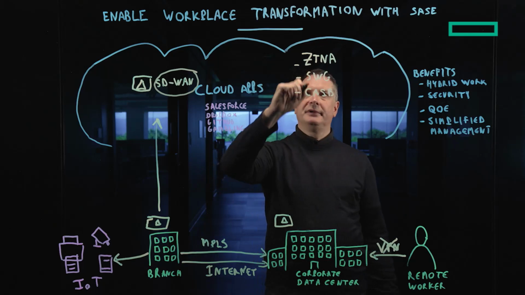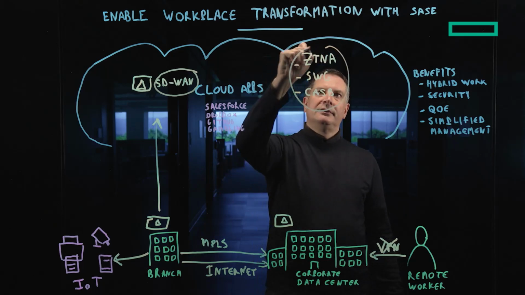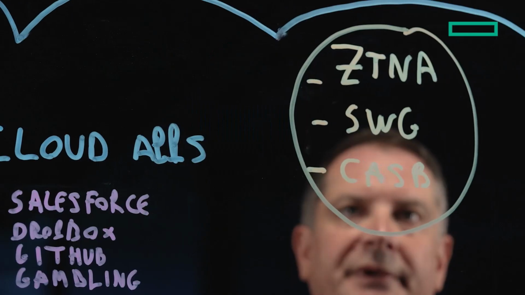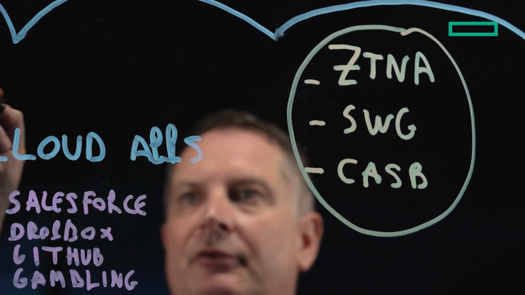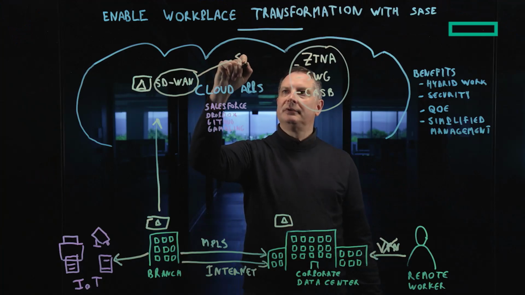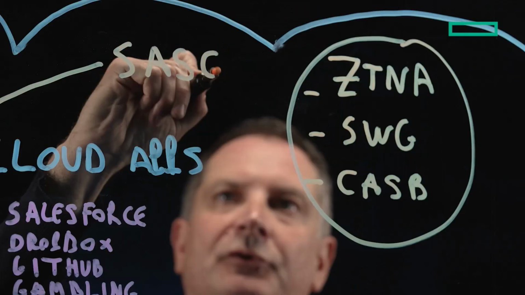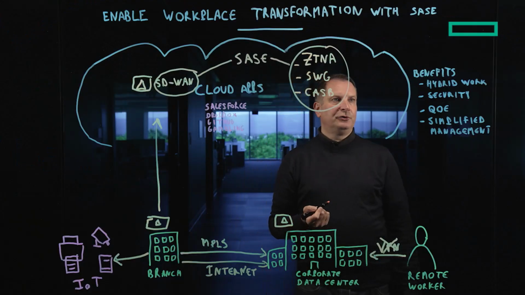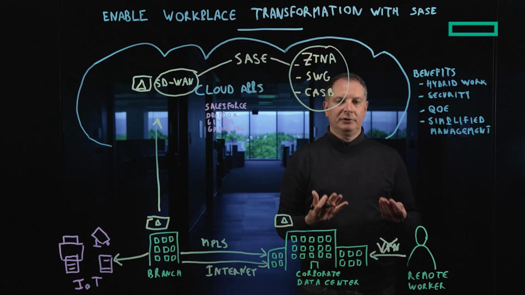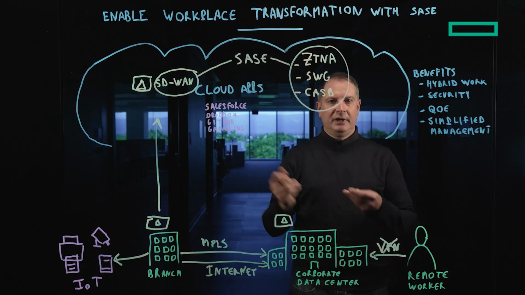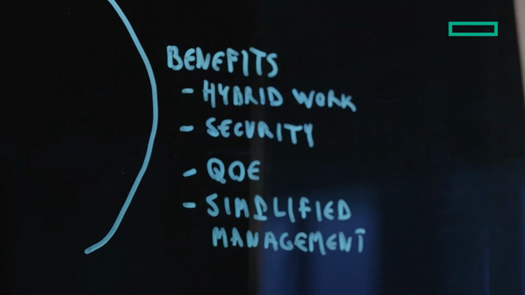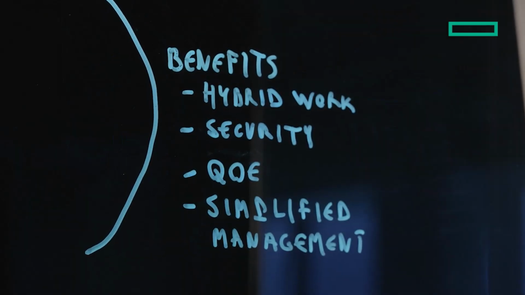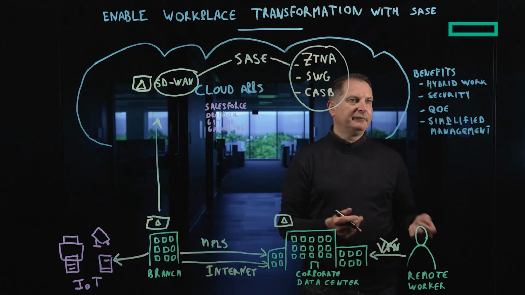be implementing SD-WAN. Next step will be implementing ZTNA with CASB, and this way you create a unified SASE solution in your organization. The benefit of this solution is, first, hybrid work. So you enable hybrid work, you enable a worker working from the branch or working remotely.